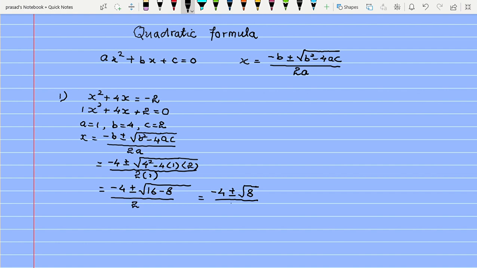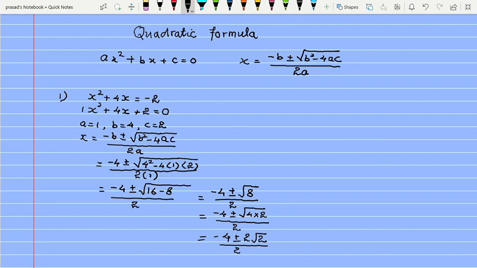upon 2, which you can simplify still further. So minus 4 plus or minus root 8, write it as 4 into 2, upon 2. So that is minus 4 plus or minus, now square root of 4 is 2, that means I can write this as 2 root 2, divided by 2.